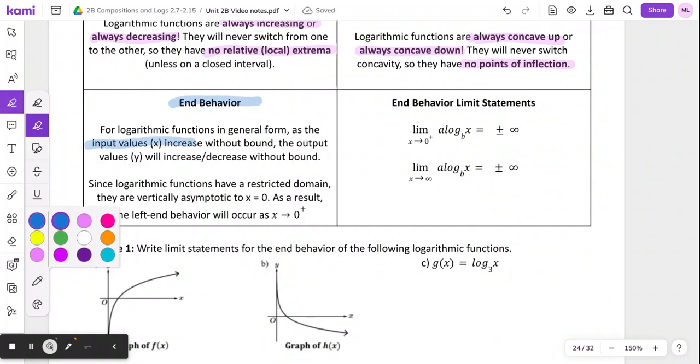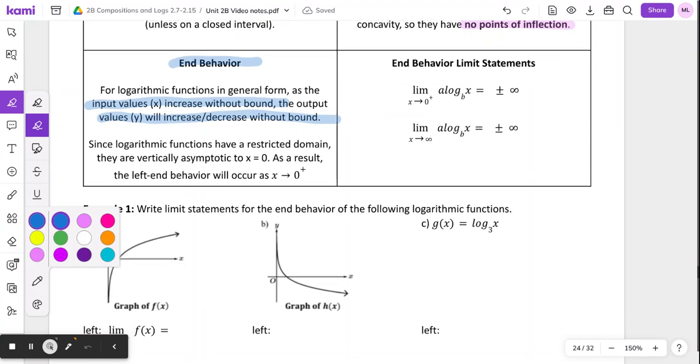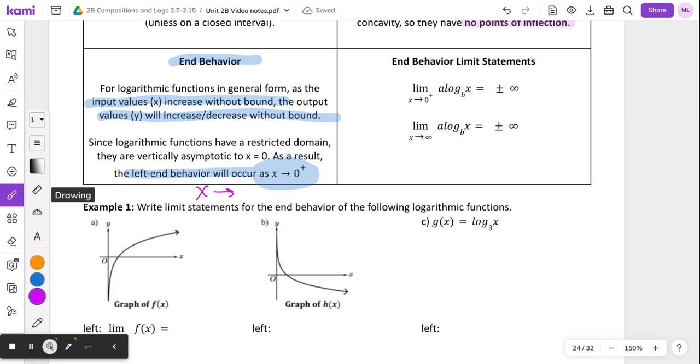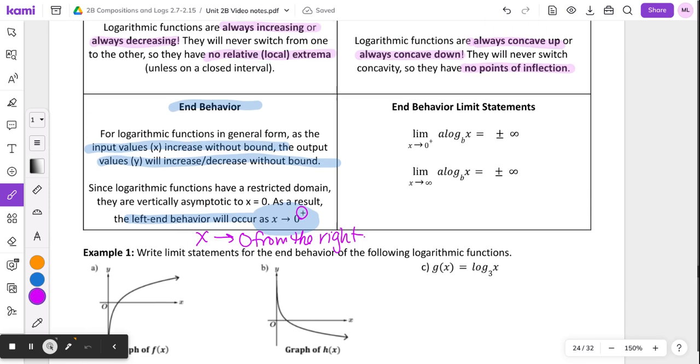These you will have as x increases without bound. The outputs will increase or decrease without bound. We also have to pay attention to the left end behavior, that as x goes to 0 from the right, that's what that little plus sign up there means. Because there's a vertical asymptote, we can only approach it from one side. Then you have to pay attention to the vertical asymptote and how we approach it going up or down. All right, and then your behavior limit statements would look like those.